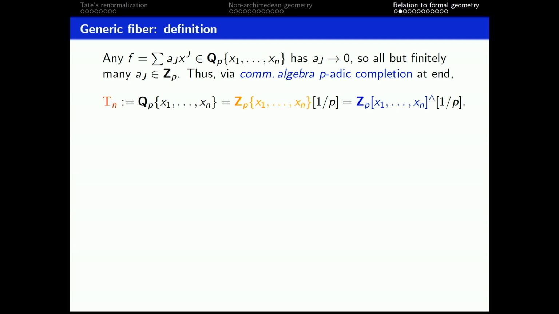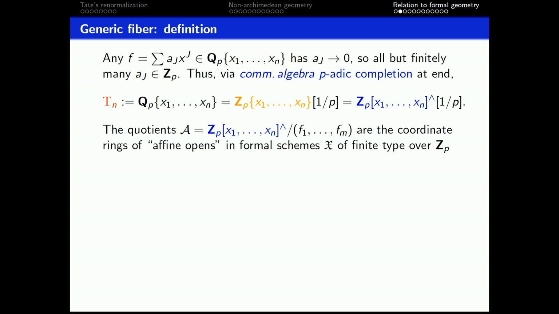All right, this hat is a p-adic completion in the sense of commutative algebra. So your Tate algebra is like a generic fiber over Z_p of this commutative algebra completion. And then if you take quotients of this thing, these are exactly the affine opens that show up in formal schemes of finite type over Z_p. So when we say formal scheme, it's like a usual scheme, except instead of polynomials, we have power series, and the coefficients are going to 0 in the topology of the coefficient ring.